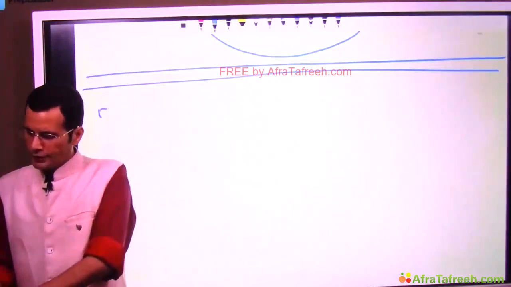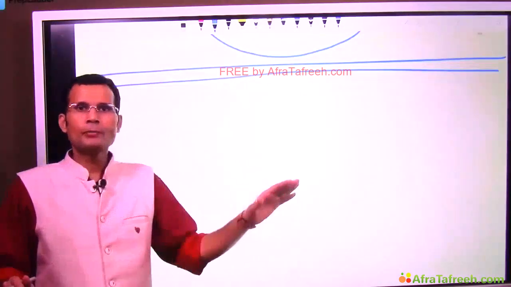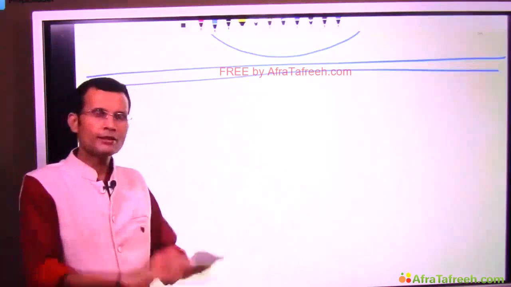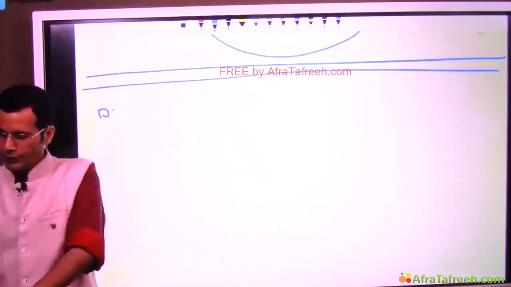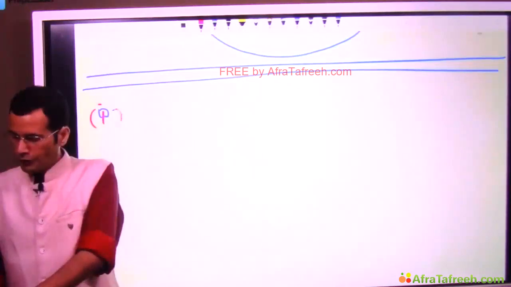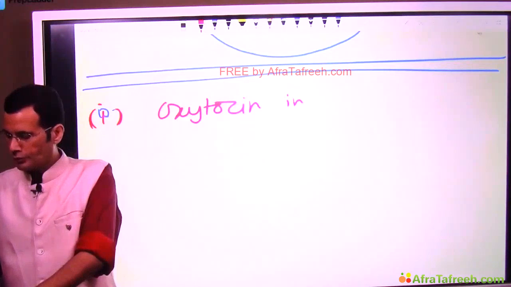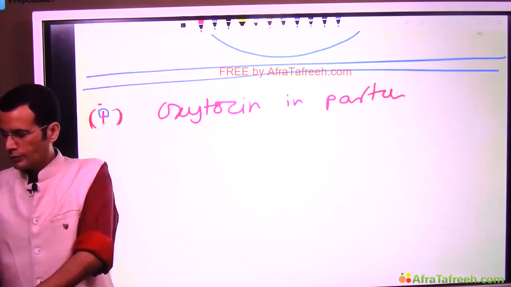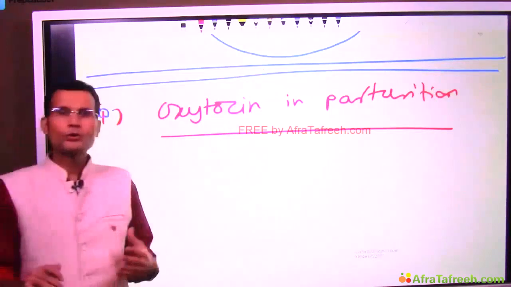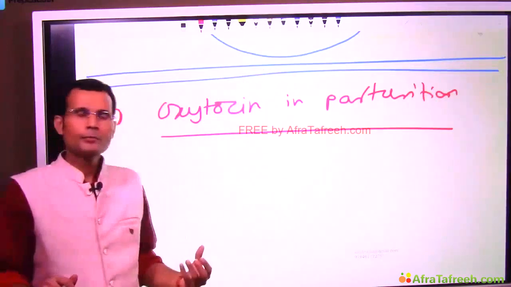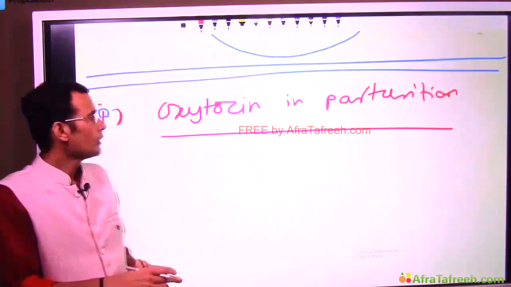But there are certain good examples. I mean, positive feedback is not all that bad. There are some helpful examples of positive feedback in the body. Let's see those helpful examples of positive feedback. For instance, oxytocin in parturition. It's a positive feedback because more and more of the same goes on happening, and eventually the baby is delivered.